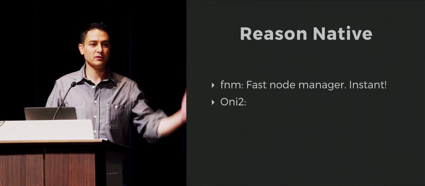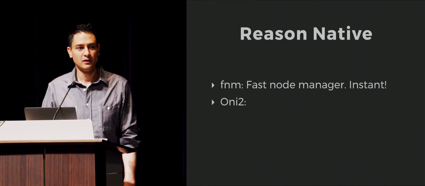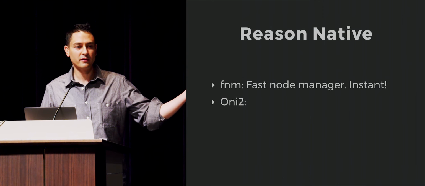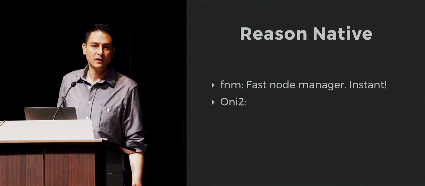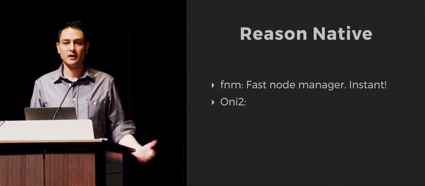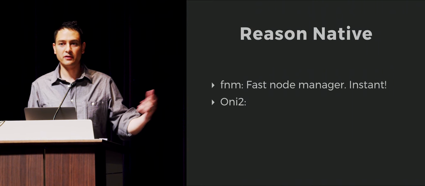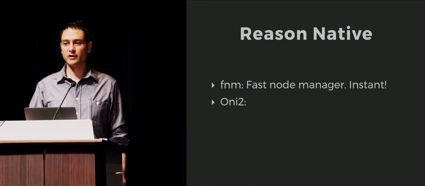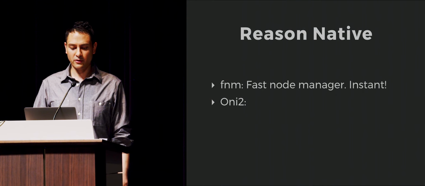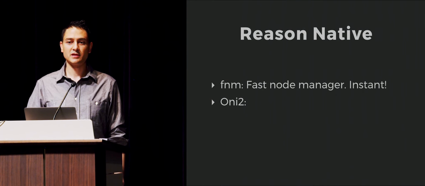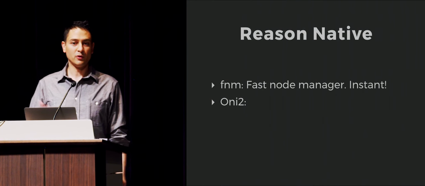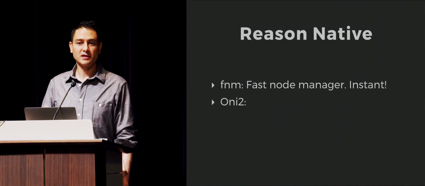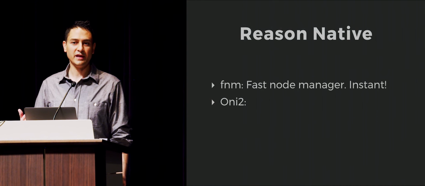Here's just a couple of examples that I pulled from the community. FNM, we mentioned that earlier, it's Fast Node Manager. That is a node version manager that is so fast you can put it in your shell and you'll never notice it. This happens instantly. Another one is ONI2. ONI2 is a rewrite of ONI1, which has always been based on Vim, but this time the GUI is based on Reason Native.